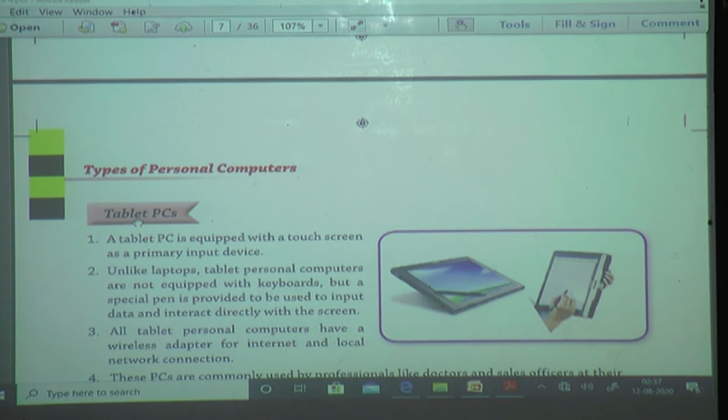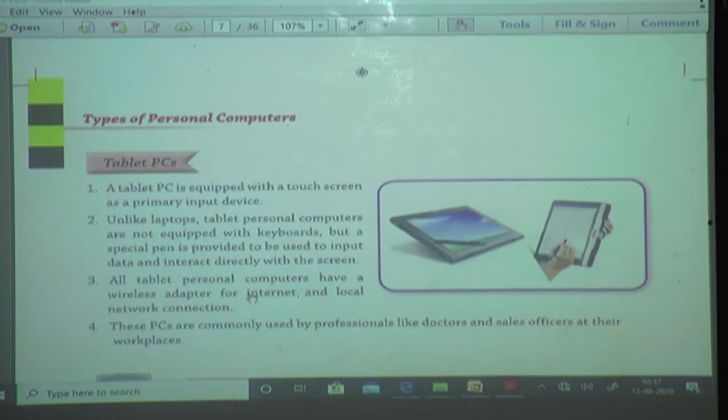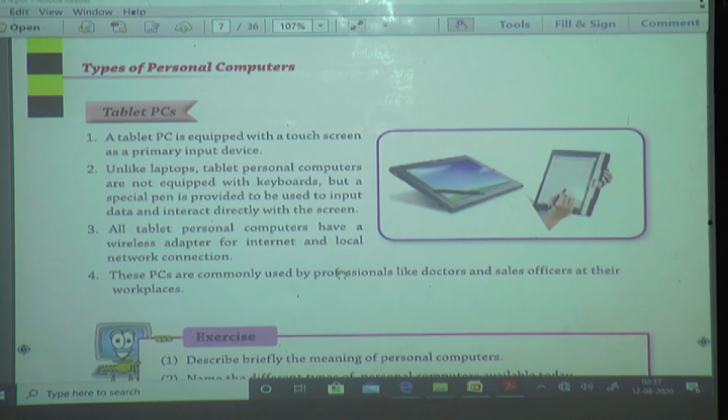Tablet PC, there is no need for a keyboard. It has a special pen, and by using that pen we can give input. And where are we using this mostly? Doctors and sales officers use tablets like this.